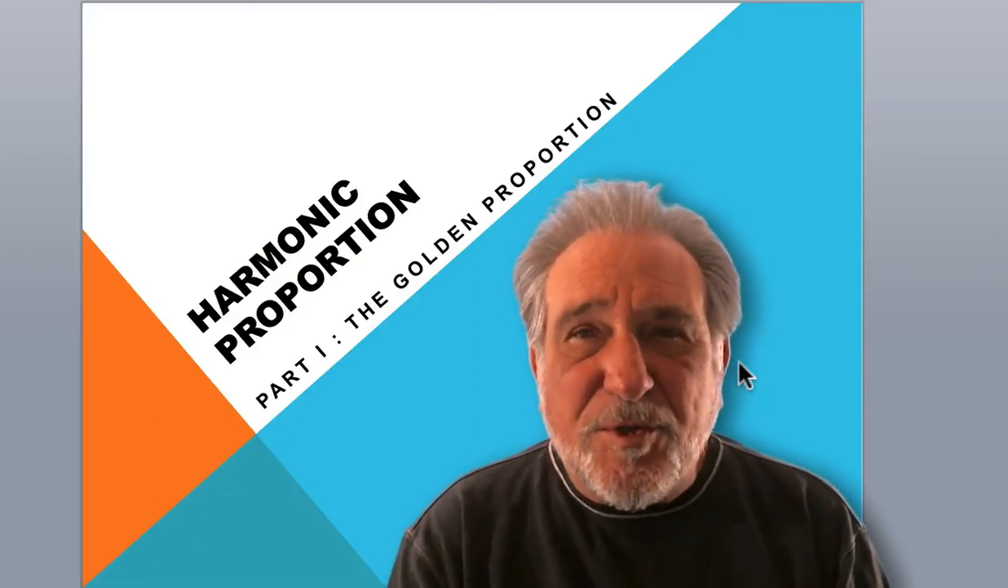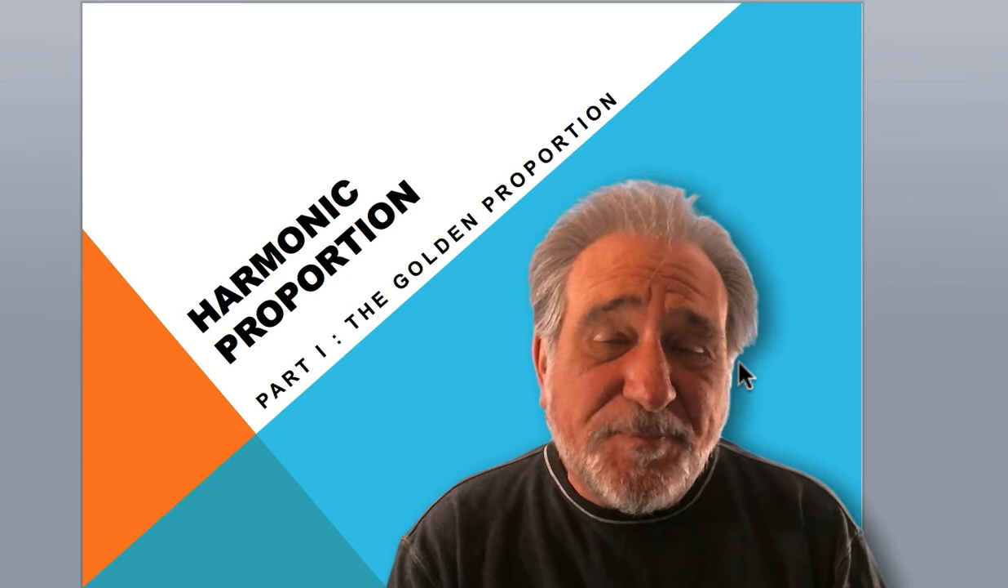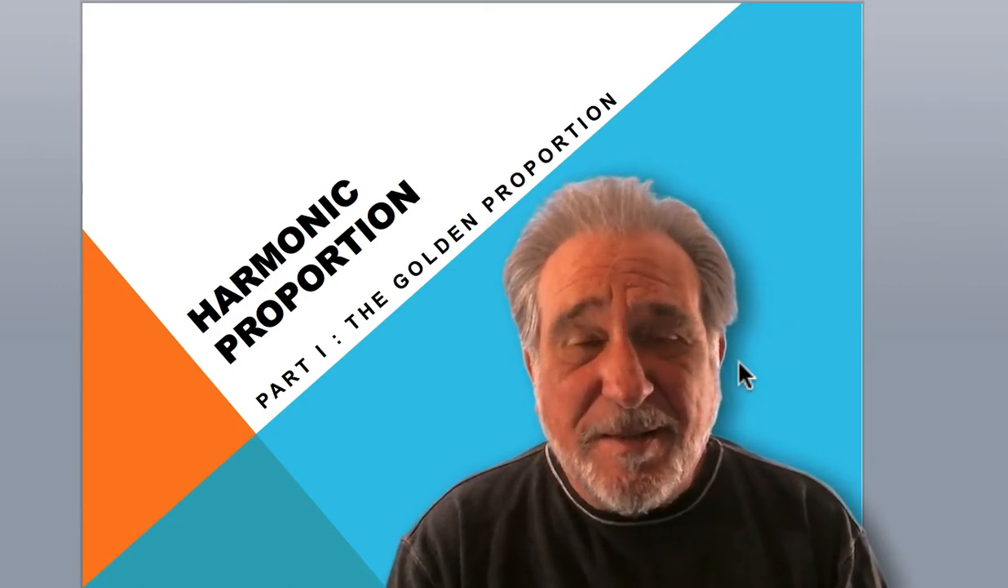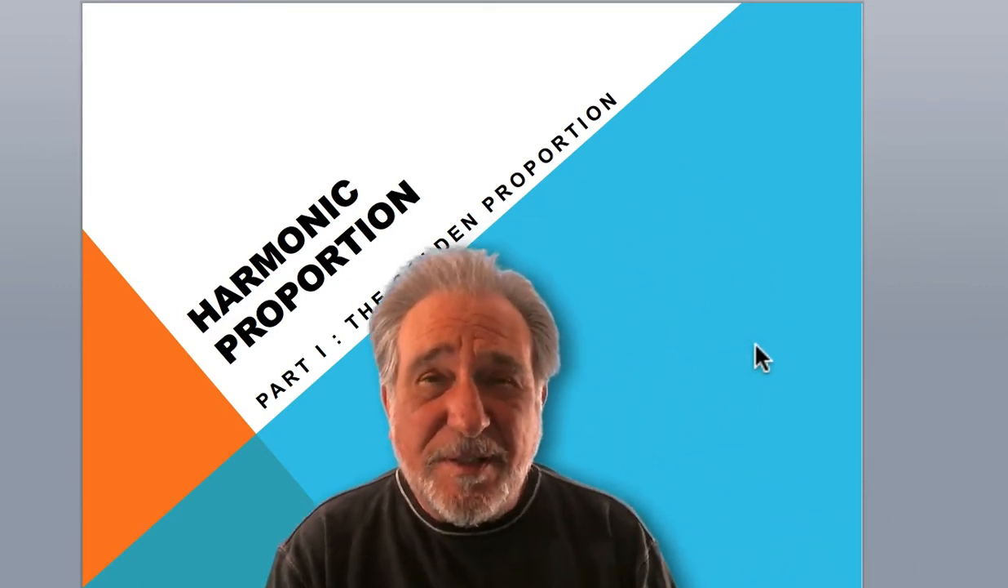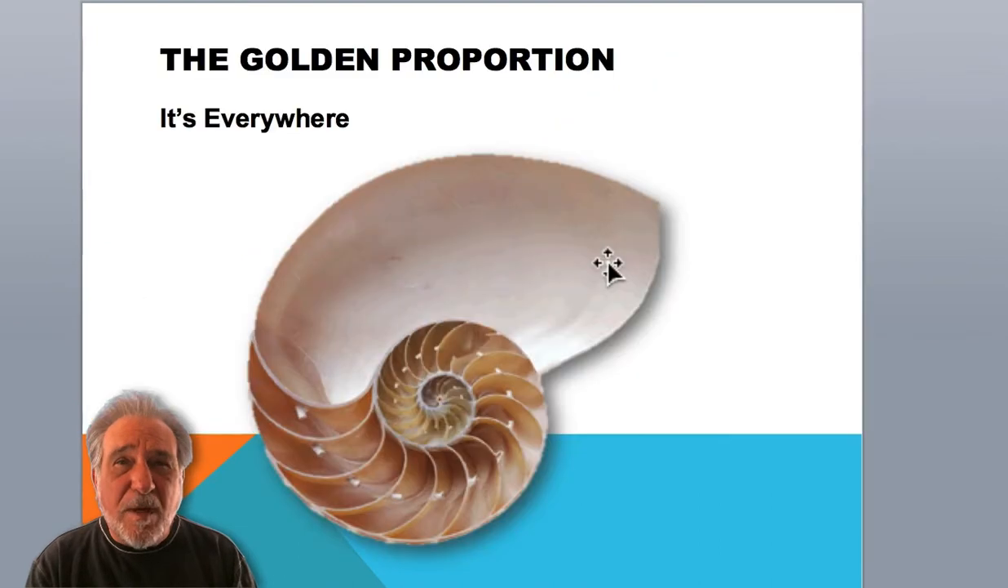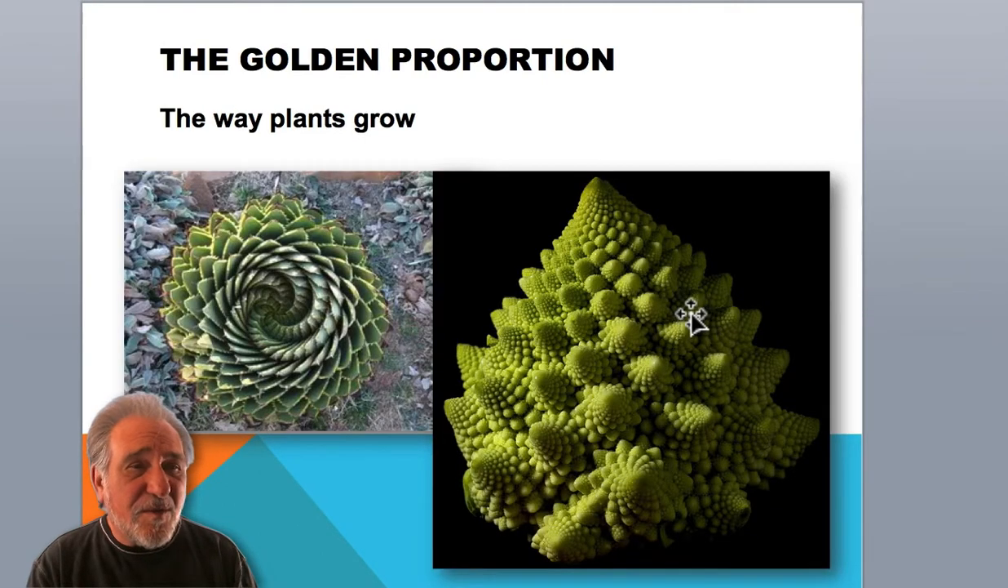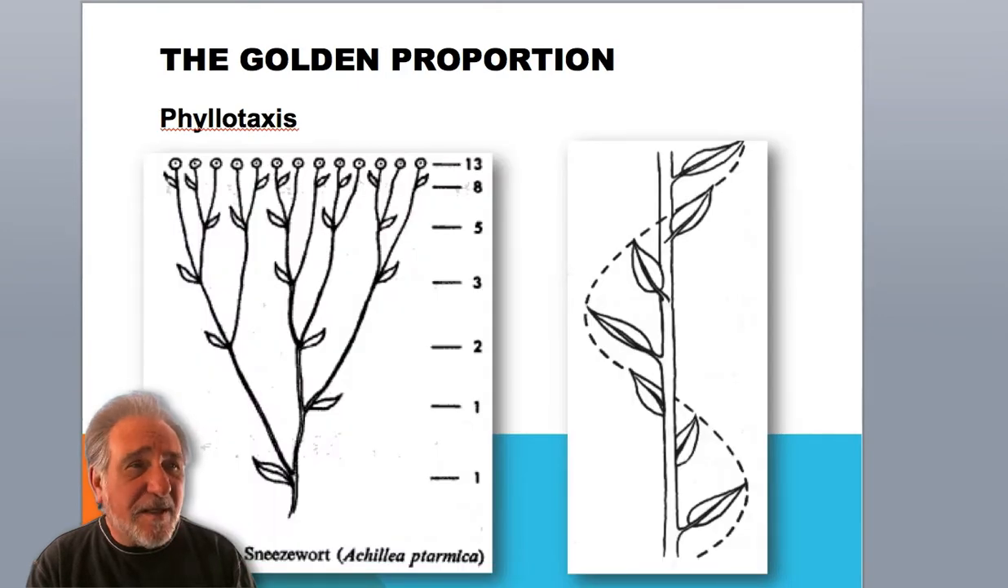The golden proportion, the golden section, the divine mean, the harmonic proportion, dynamic symmetry, however you call it, by whatever name, it's everywhere. This proportion's been around since the beginning of time, and we see it in all kinds of places. We see it in the way plants grow. We see it in phyllotaxis, which is the structure of growth.